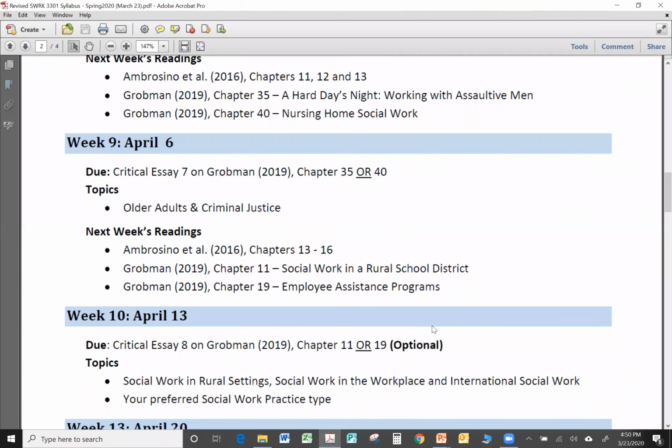That's all the essays that you have to do with regard to the critical thinking essays. Critical essay number 8 is optional, and that's due on April 13th.